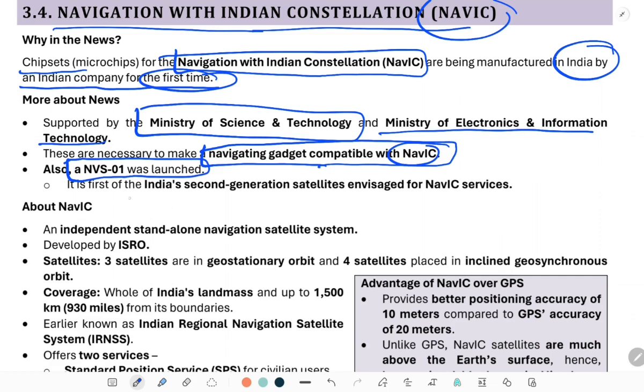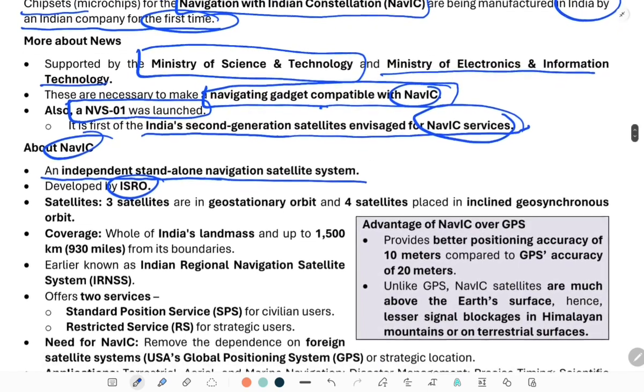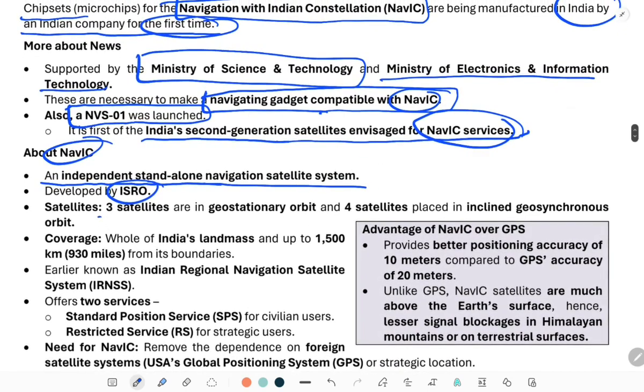It is the first of India's second generation satellites envisaged for the NavIC service. This NavIC is an independent standalone navigation satellite system. It is developed by ISRO. Three satellites are in the geostationary orbit and four satellites are placed in inclined geosynchronous orbit.